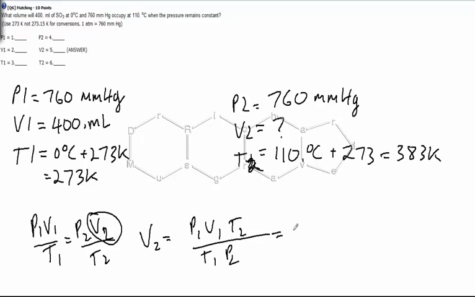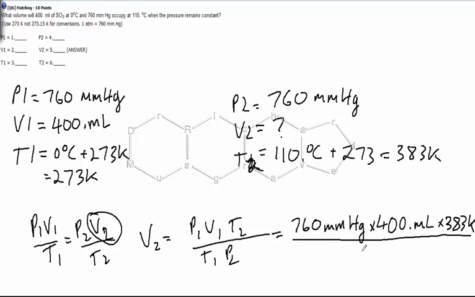Alright, pressure 1 is given as 760 millimeters of mercury. Volume 1, 400 milliliters. Temperature 2 is given as 383 Kelvin. T1, 273 K. P2, 760 millimeters of mercury.